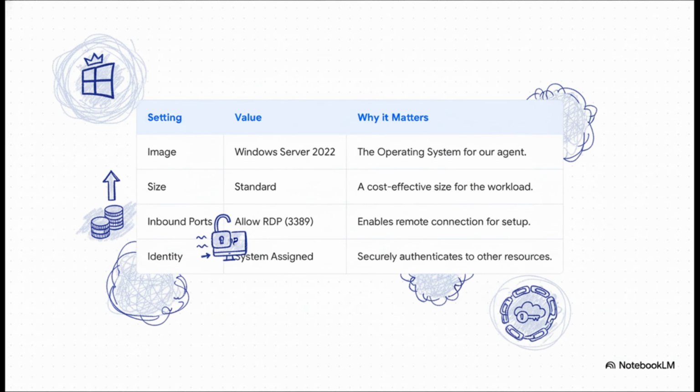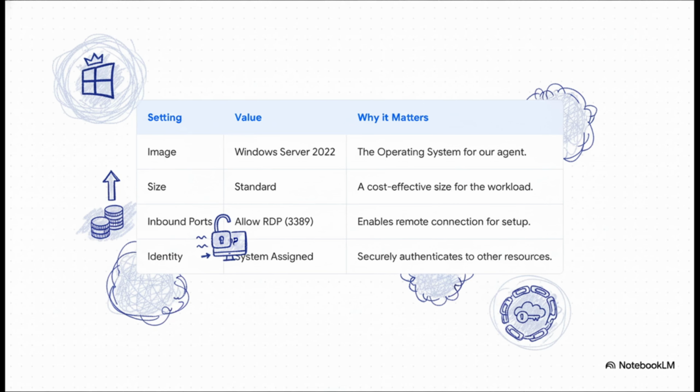Now, when you're setting this up, there are a few really critical choices to make. First, the image. We're going with Windows Server 2022 as our OS. For the size, we'll just pick something standard and cost-effective. You can always scale it up later if you need more horsepower. The really important one here for setup is inbound ports. We have to allow RDP, which is how we'll connect to the machine to get everything configured. And finally, identity. We're turning on a system-assigned identity. This is a super secure, modern way for our VM to get access to other Azure stuff without us having to juggle any passwords or secret keys.